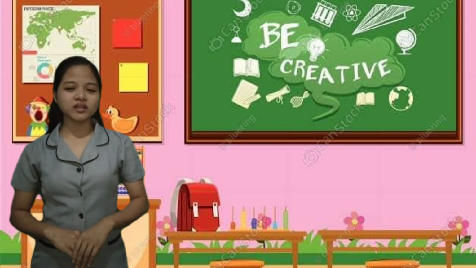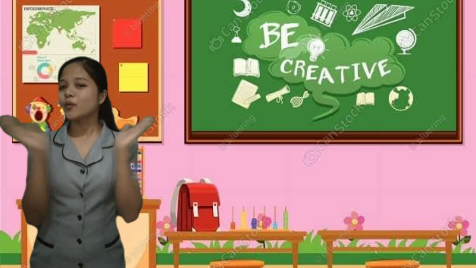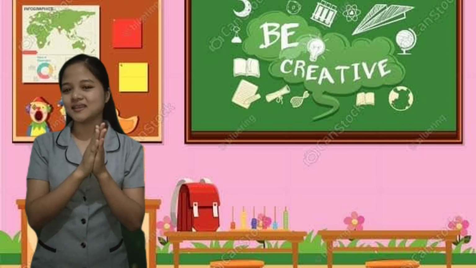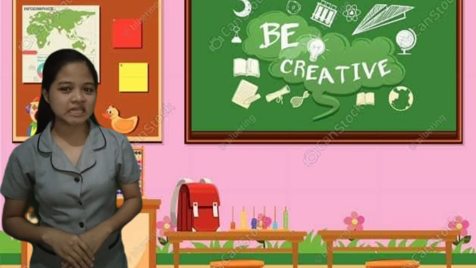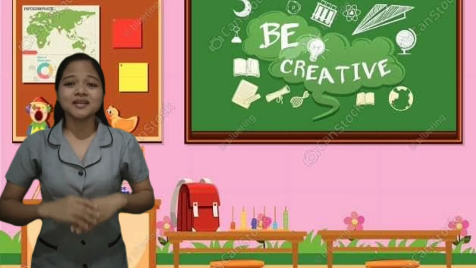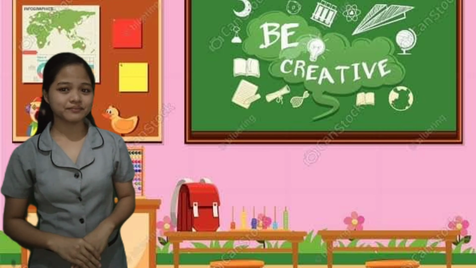Okay, group 1 and 4 got a perfect score. Let's give them 10 claps. 1, 2, 3, 4, 5, 6, 7, 8, 9, 10. And group 2 and 3 got 6 out of 7. Let's give them 5 claps. 1, 2, 3, 4, 5. Is it clear to all of you now the elements of the short story?